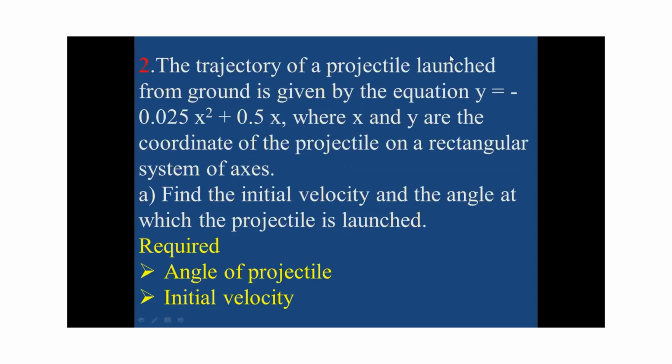This is example 2. The trajectory of a projectile launched from the ground is given by the equation y equals minus 0.025x squared plus 0.5x, where x and y are the coordinates of the projectile on a rectangular system of axes. Find the initial velocity and the angle at which the projectile is launched. Here the required are the angle of projection and the initial velocity.